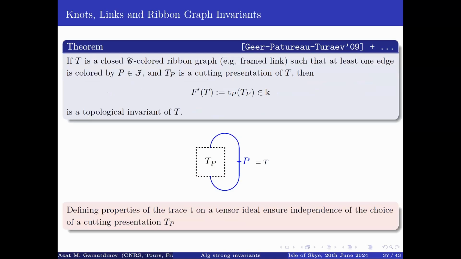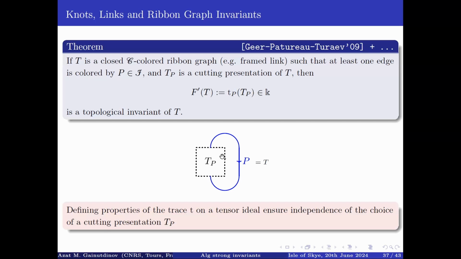So, what do you do with topological invariants? If you have a ribbon graph colored by an object in my ideal, say P is in my ideal, I have a framed link. Just take one component of that link or edge of your graph, cut it, and pull the strands up and down. So this is what you get in the box T_P. It's a cutting presentation of your ribbon graph or link.